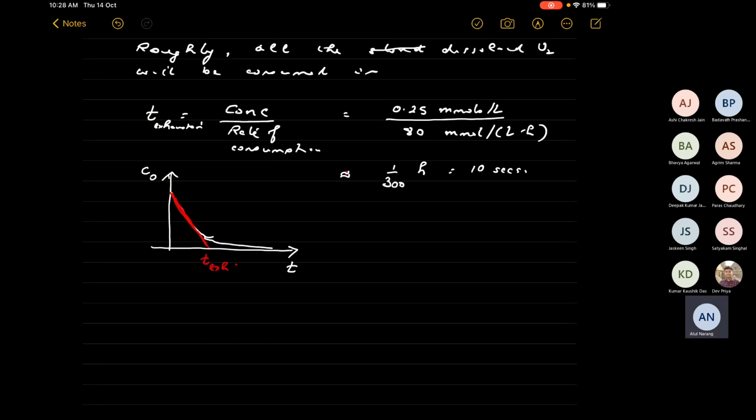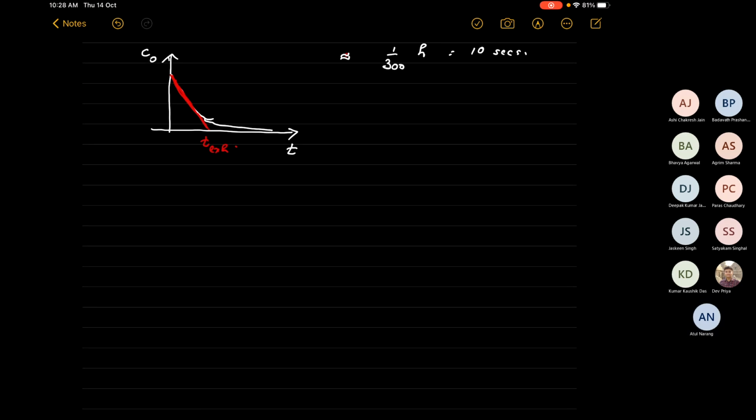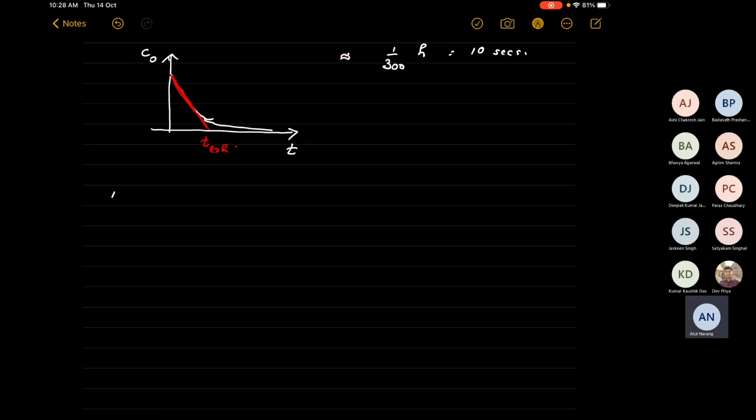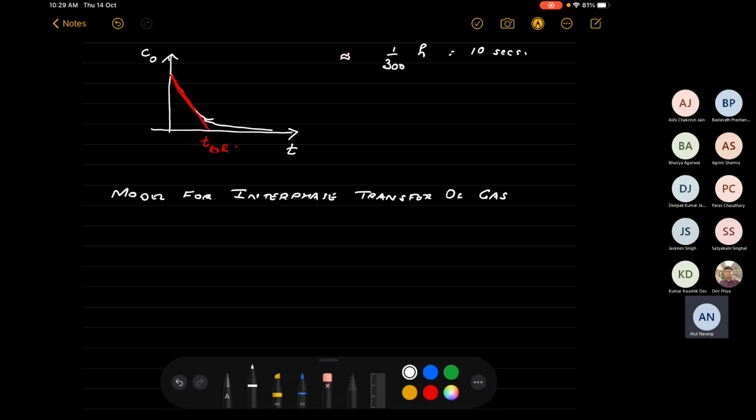Okay. So one thing is pretty clear. What we need is a model for interface transfer of, in our case, gas. And actually I shouldn't say gas, because that's the name of the phase. I should say oxygen. We won't be talking much about carbon dioxide except at the end. Let's just focus on oxygen.